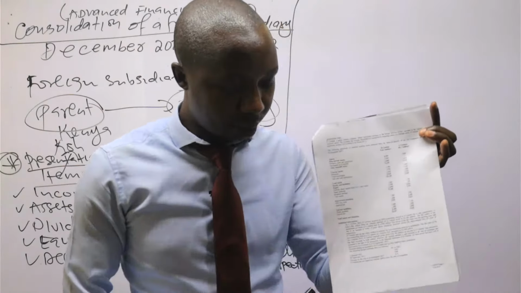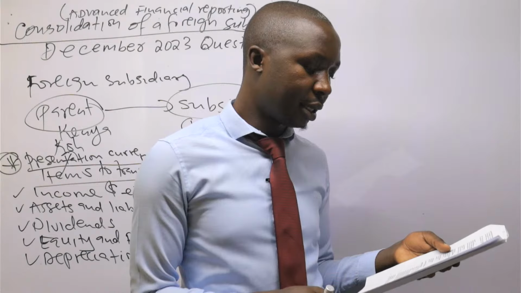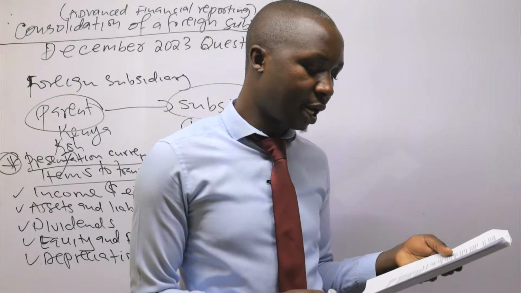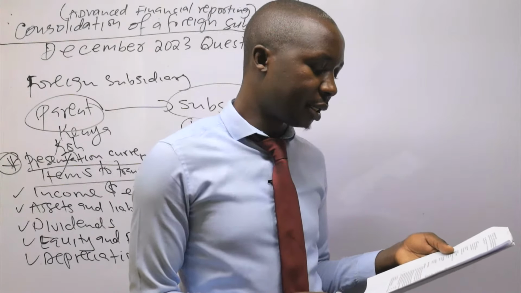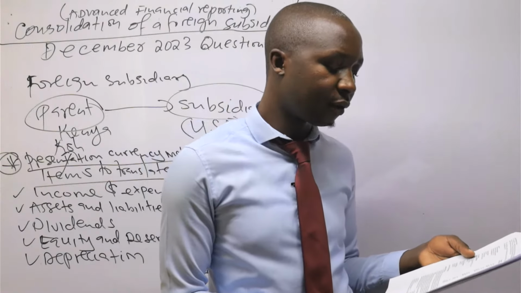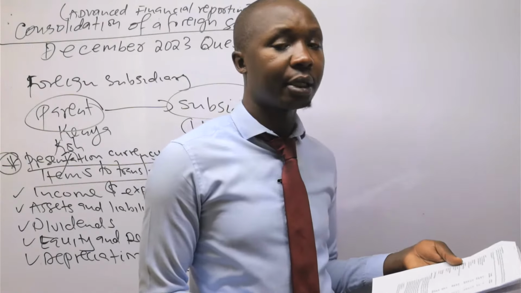So additional information, number one, on 1st October 2022, H Limited acquired an 80% controlling interest in S for a cash consideration of Kenyan shillings 3 million, when the retained earnings of S stood at krona 540. So the fair value of the identifiable net assets of S were krona 2,700 million. The excess of the fair value over the carrying value was due to an increase in value of plant, whose remaining economic useful life approximated 5 years as at acquisition.